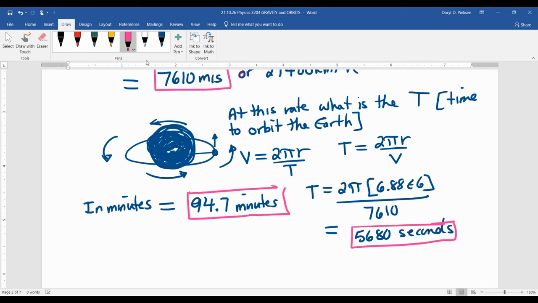And you know what, folks? I don't know if you've ever heard this before, but that's about how long it takes the International Space Station to go around the Earth. About once every 90 minutes. So this is right on the money. This has been calculated properly.